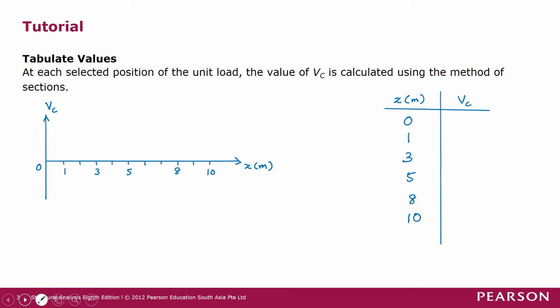Okay, so to tabulate the values, we have to select points on the beam. So we start with x equals 0, which is the support A, and then we select 1 meter away from support A, and then 3 meters away from support A. So these 3 meters here is a very important point, because this is the point where we look at the shear force. And then we select another 3 points at 5 meters, 8 meters, and 10 meters.